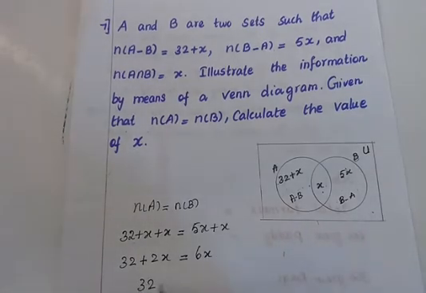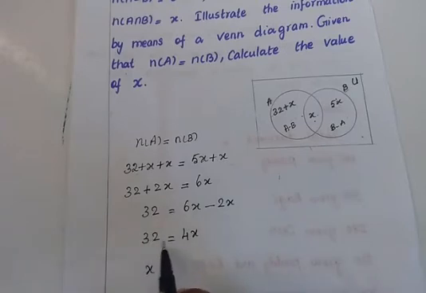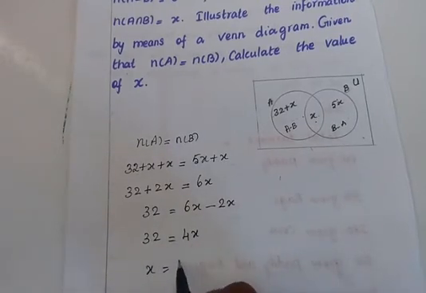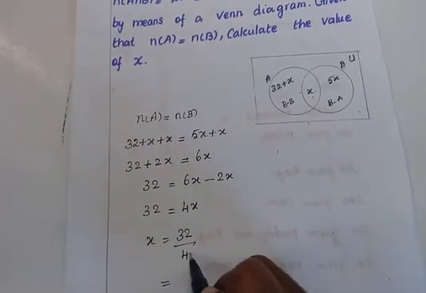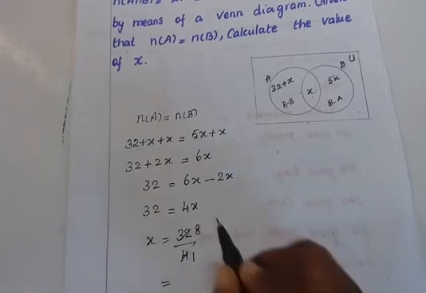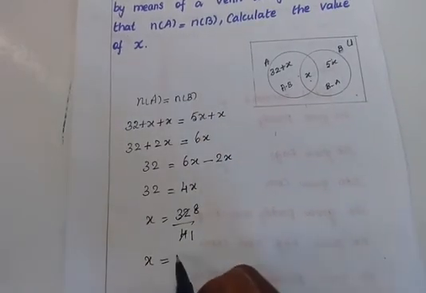So 32 equals 6x minus 2x. So 32 equals 6x minus 2x, that is 4x. So x is equal to 32 by 4. 4 ones are 4, then 4 eights are 32. So x is equal to 8.